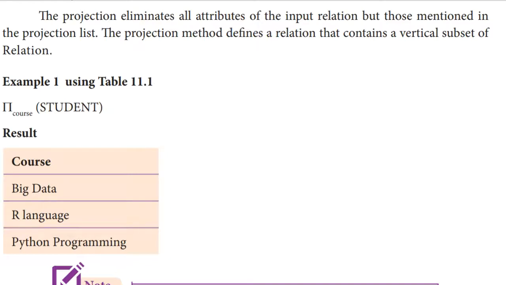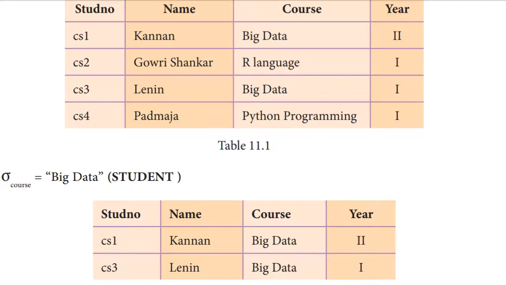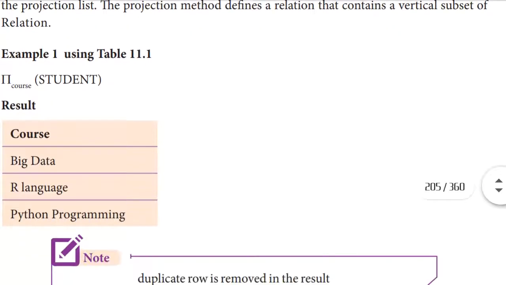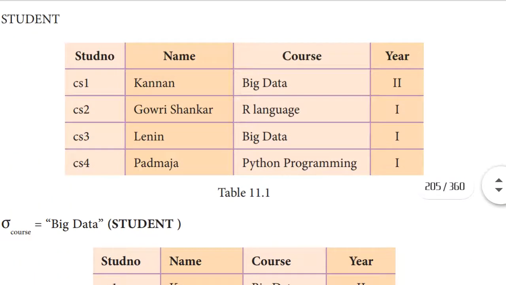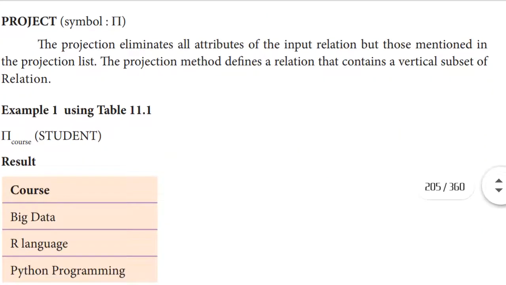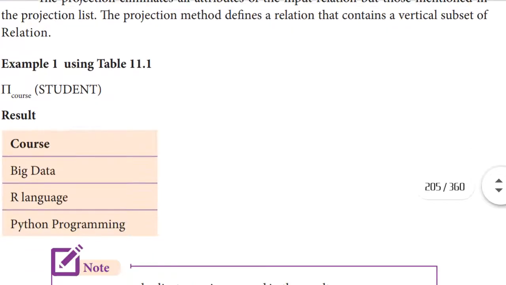If you see here, you may get one doubt. Here we have 4 rows but it displayed only 3. Why? It eliminates the duplicate value, that means big data came 2 times. So if we take the course, it will come only one time, so it eliminates the duplicate values. So this is the result of a project operation.